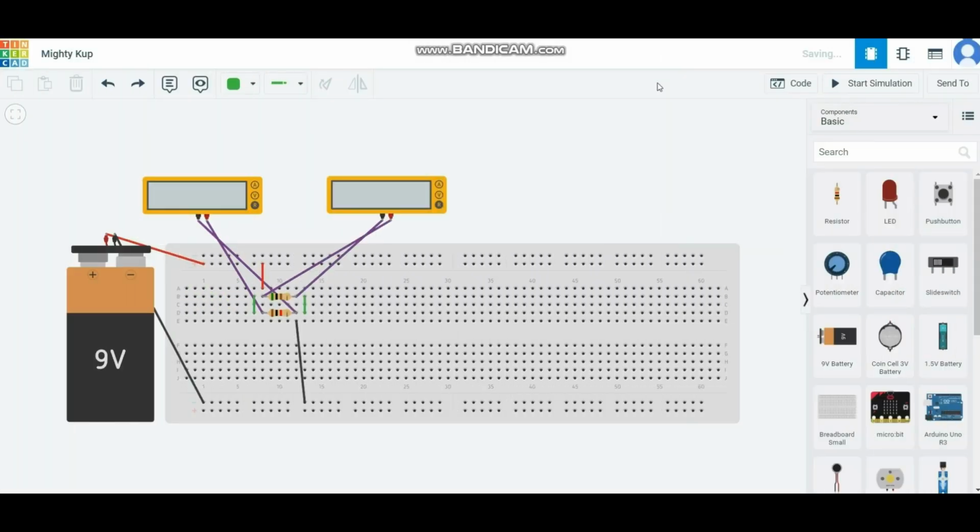Now I'm showing you a parallel circuit. So I want to demonstrate how to measure resistance and voltage across each resistor in the parallel circuit. To measure the resistor, we need to disconnect the resistor from the power supply.